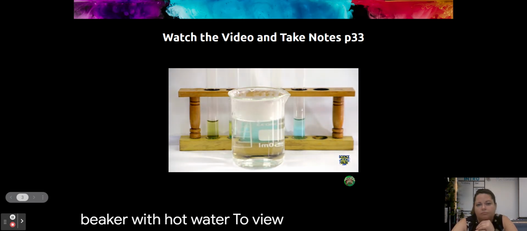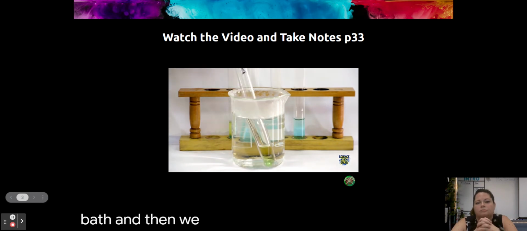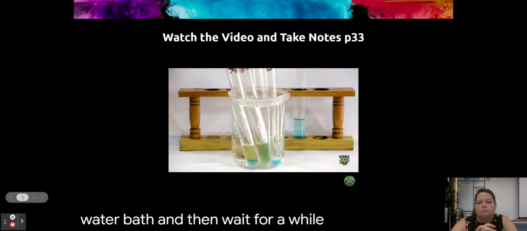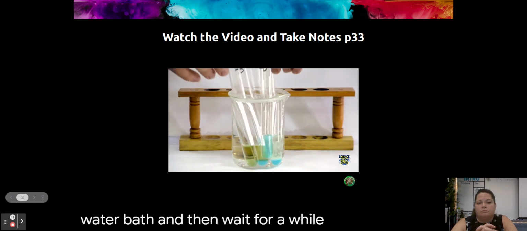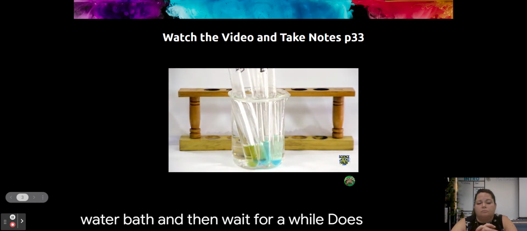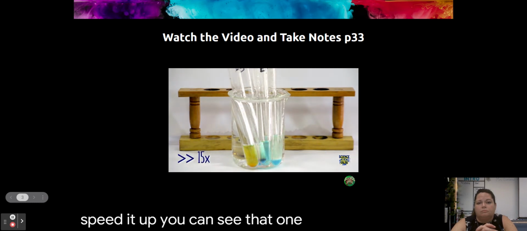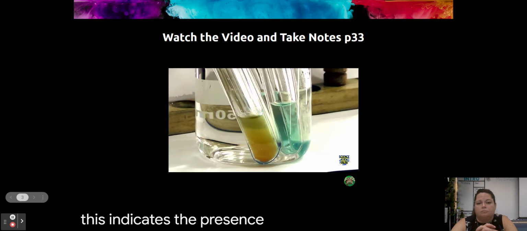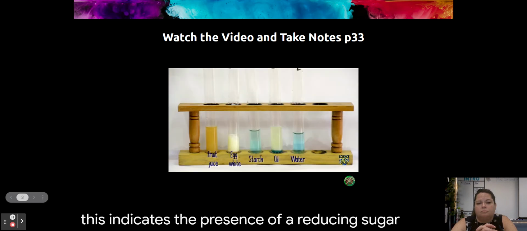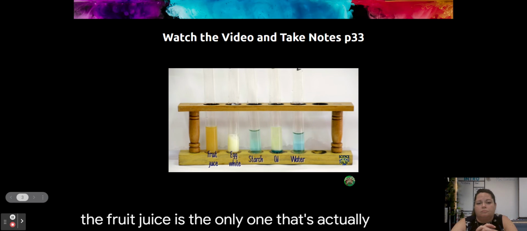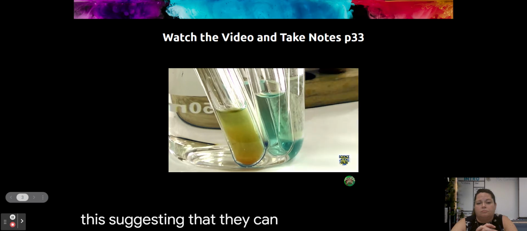Put each of your samples into the water bath and then wait for a while. It does take some time for a reaction to occur, but if we watch this speeded up, you can see that one of our samples is clearly turning a kind of yellowy orange colour, and this indicates the presence of a reducing sugar. When we put them back into the test tube rack, we can see the fruit juice is the only one that's actually reacted to this, suggesting that it contains reducing sugars.